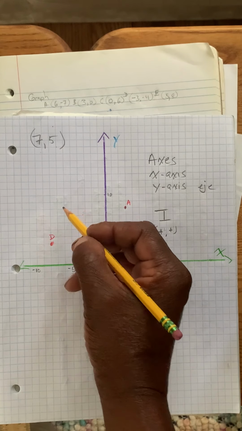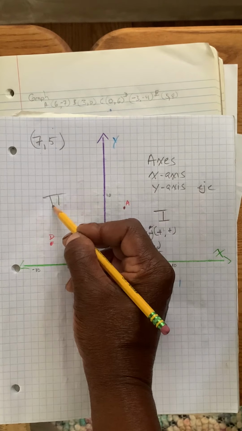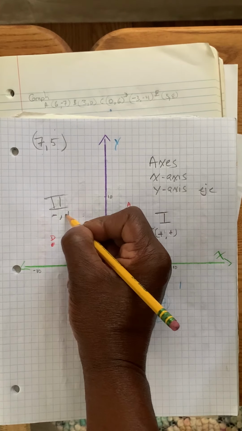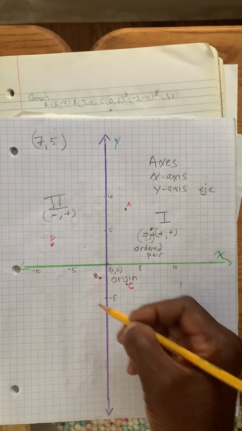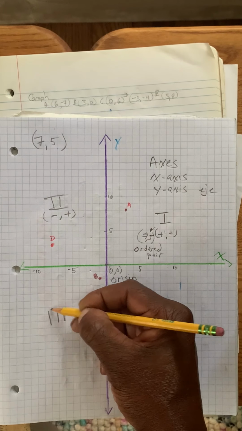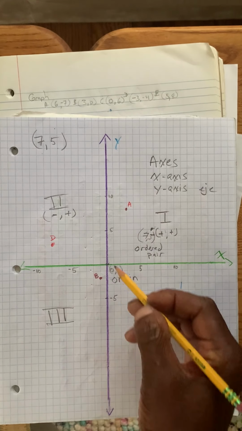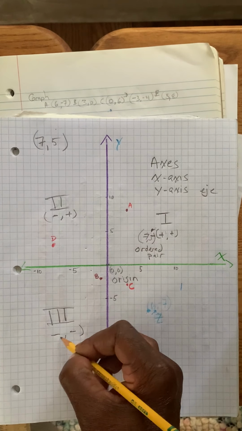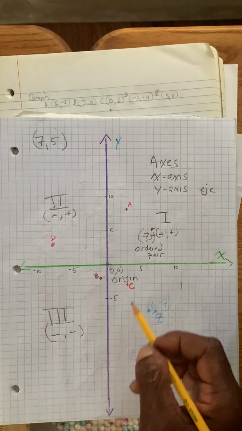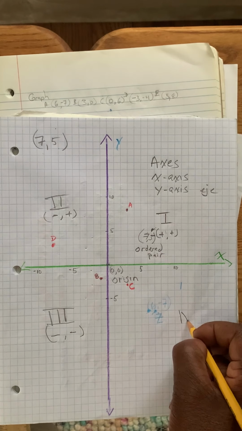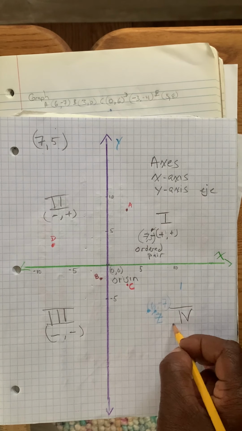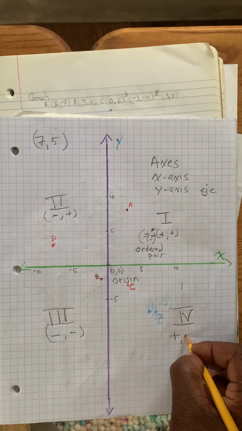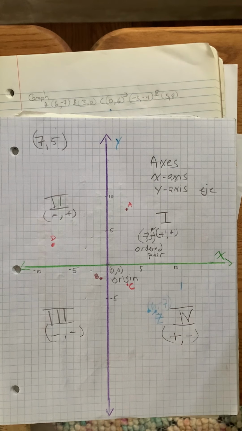So if this is quadrant 1, cuadrante 1, here is cuadrante 2, and it is when x is negative and y is positivo. And down here would be quadrant 3, cuadrante 3, where both x and y are negative, negative, comma, negative. Both elements of your ordered pair would be negative numbers. And finally, we get back to quadrant 4, IV, and this is where your x is positive and your y is negative. The 4 quadrants.